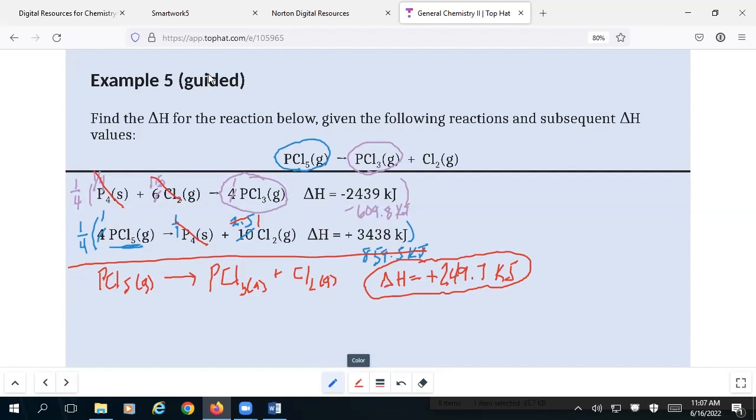All right. Any questions with this example? All right, let's move forward.